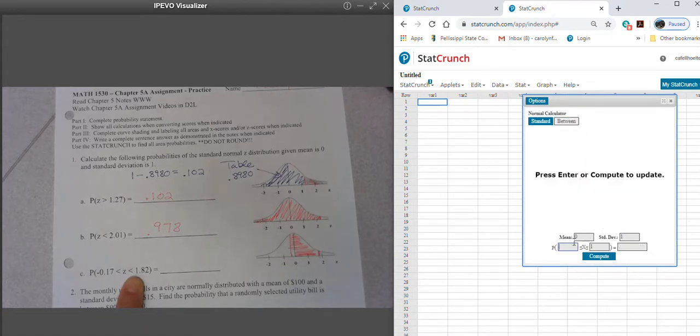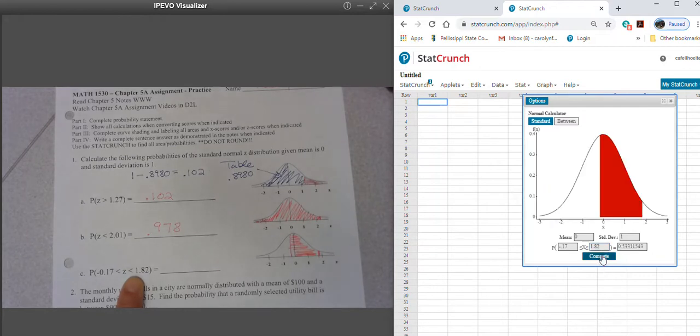So we have negative 0.17, and our upper number was 1.82, and hitting Compute, that's giving us that area in the middle. So that is 0.533.